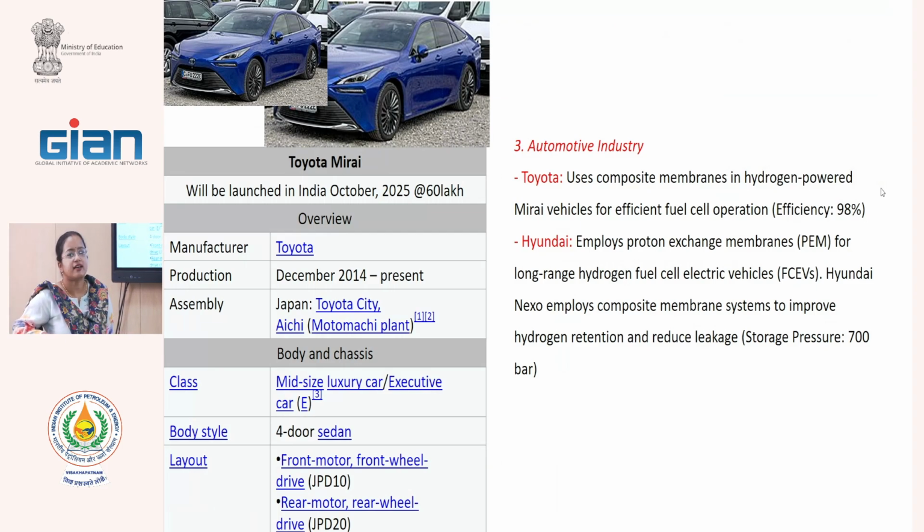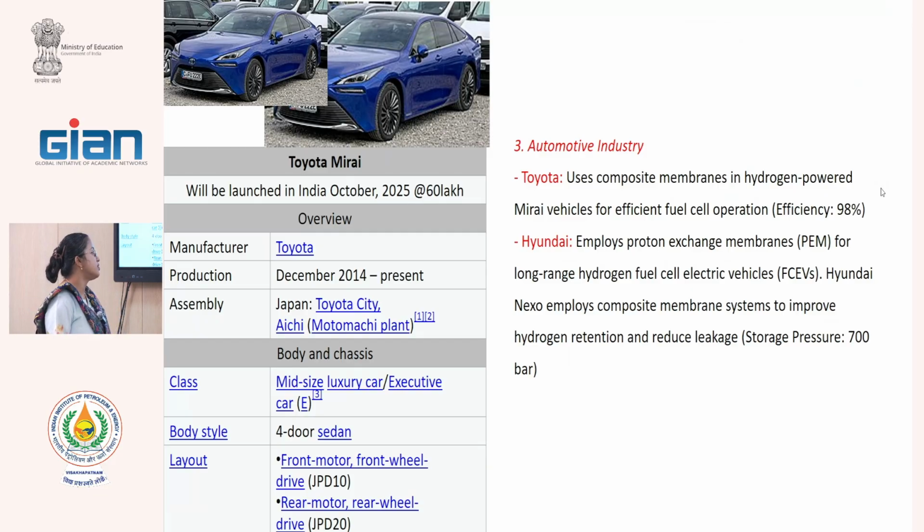Is anyone interested in buying this car, the Toyota Mirai? What is so important about this car? It is going to come to the Indian market very soon. This is a hydrogen powered vehicle, which will be using a hydrogen fuel storage system in it.